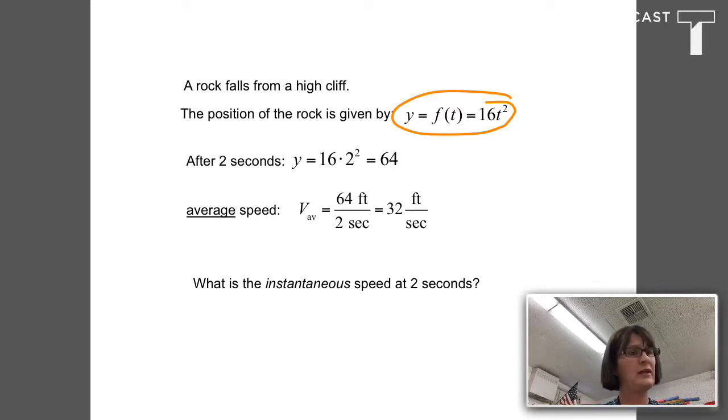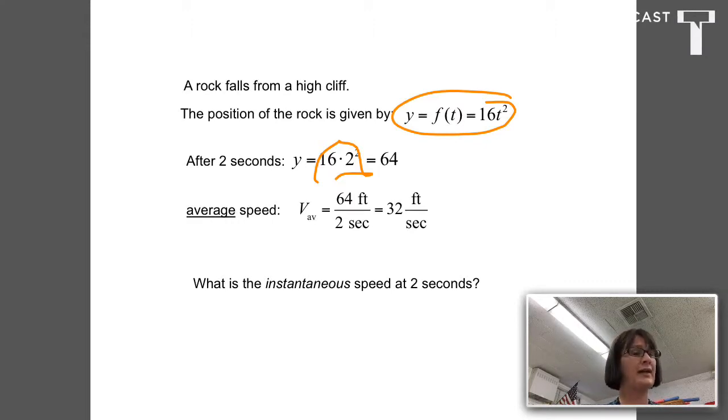To figure out average speed, I need to find total distance traveled and divide by the time that the rock has been falling. So at 0 seconds, the rock has fallen 0. I could even plug in 0 for t into this formula, and I have a distance of 0. After 2 seconds, you'll notice I've plugged in 2 to the formula here, and I find out that after 2 seconds, the rock has fallen 64 feet. So my total distance traveled is 64 feet.